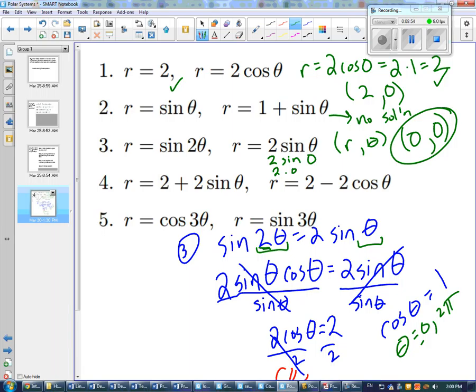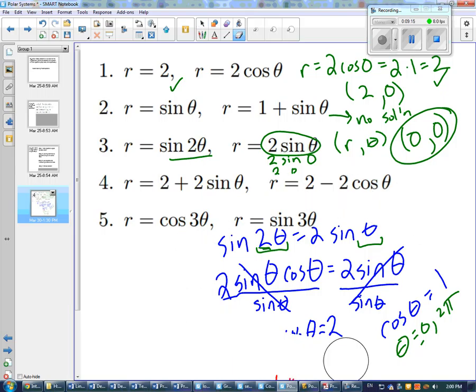Again, you can graph it to double check. Sine 2 theta is a 4-petaled vertical rose. 2 sine theta is a vertical circle. And the only place that they're going to intersect is at 0, 0. We have one last one to show you. Number 4.